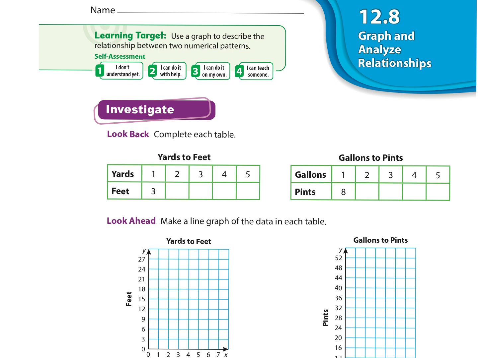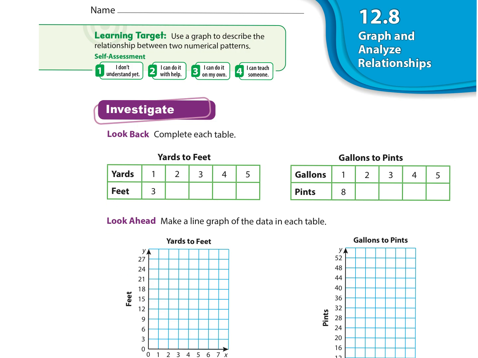What we're going to be doing today is using a graph to describe the relationship between two numerical patterns. So we have two things to look at, two tables just below. It says that we're looking back, so this is kind of review, just filling in and completing a table and then making a line graph to basically represent the table above. So we have two different ones. We're going to focus on this left one first.